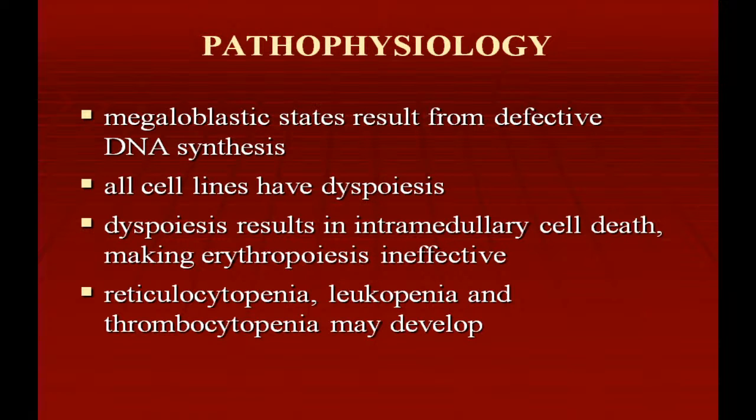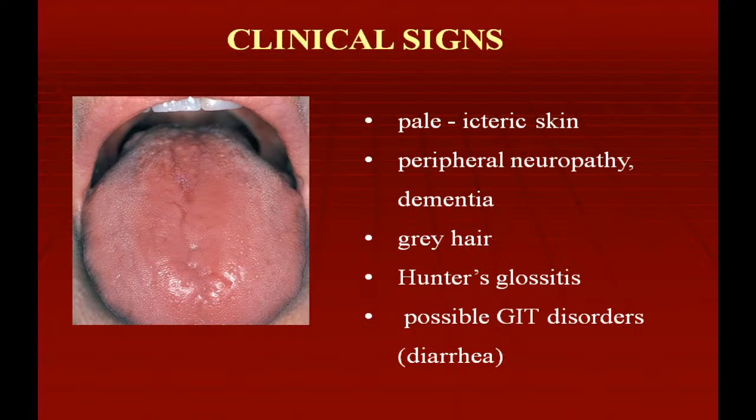So megaloblasts result from defective DNA synthesis. That's why in megaloblastic anemia we see that all cell lines will be disturbed. We will see dyspoiesis of all cell lines. Dyspoiesis results in intramedullary cell death, making erythropoiesis ineffective. And we see not only anemia, but we see reticulocytopenia, leukopenia, and thrombocytopenia, which may develop in time due to B12 and folate deficiency in megaloblastic anemia.